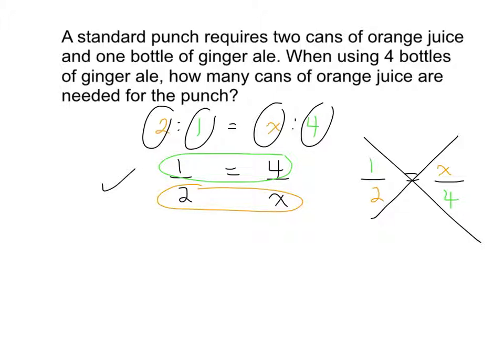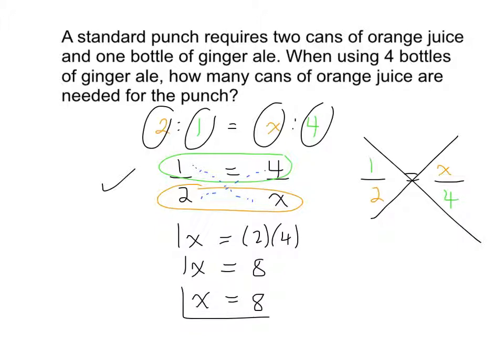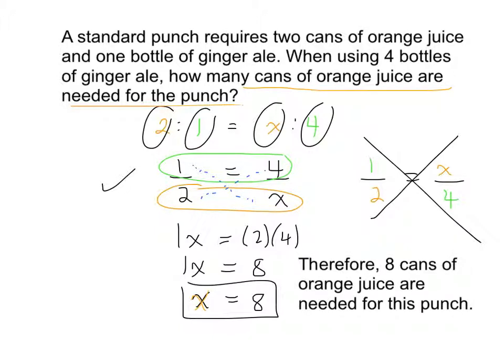So how can we solve this? Another way we can solve this is by cross multiplying. We're going to find the cross product. So I'm going to multiply 1 times x, that can be written as 1x, and then we're going to multiply 2 times 4. 1x is equal to 8, or x is equal to 8. Did we get the same answer as before? What did x represent? X represented the number of cans of orange juice that were needed for the punch. Therefore, 8 cans of orange juice are needed for this punch, and that's when we're using 4 bottles of ginger ale.